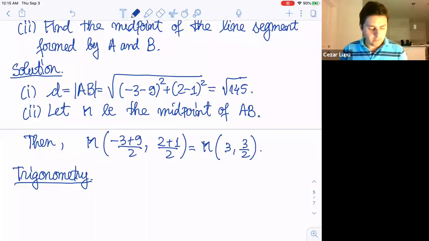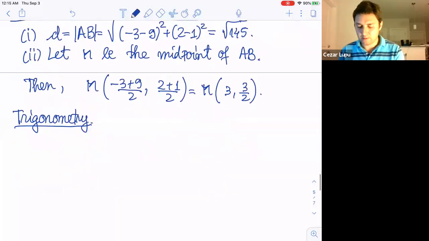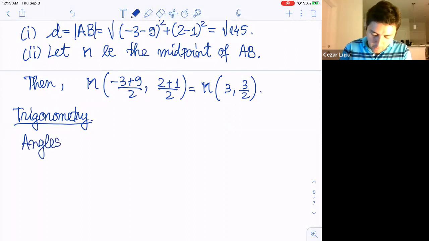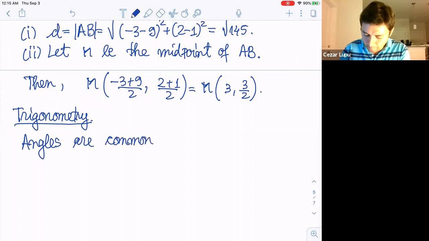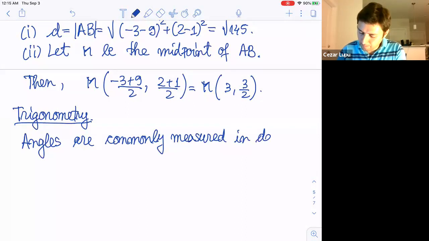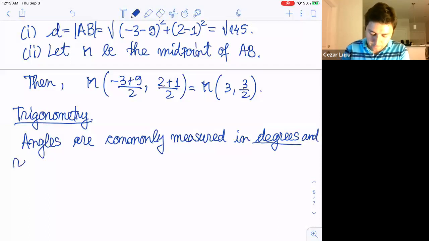Anyway, now let me talk a bit about trigonometry because this will be very important later on when we'll talk about functions, about trigonometric functions and so on. But you know that angles are commonly measured in degrees, right? Degrees and radians.